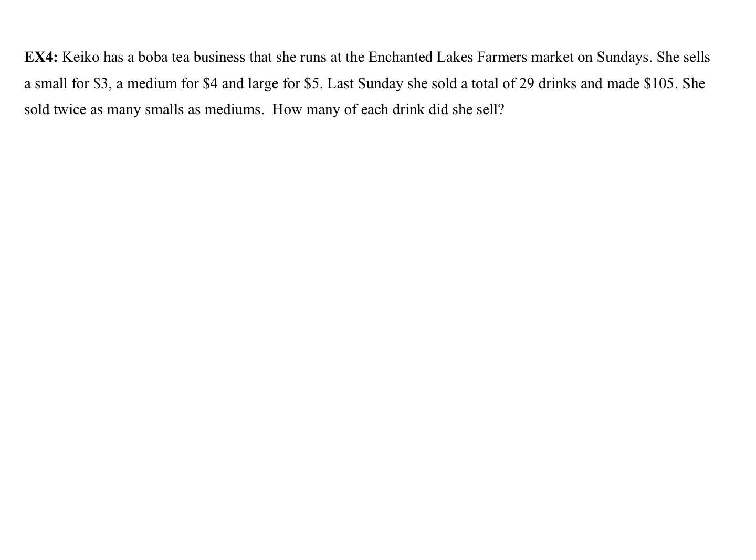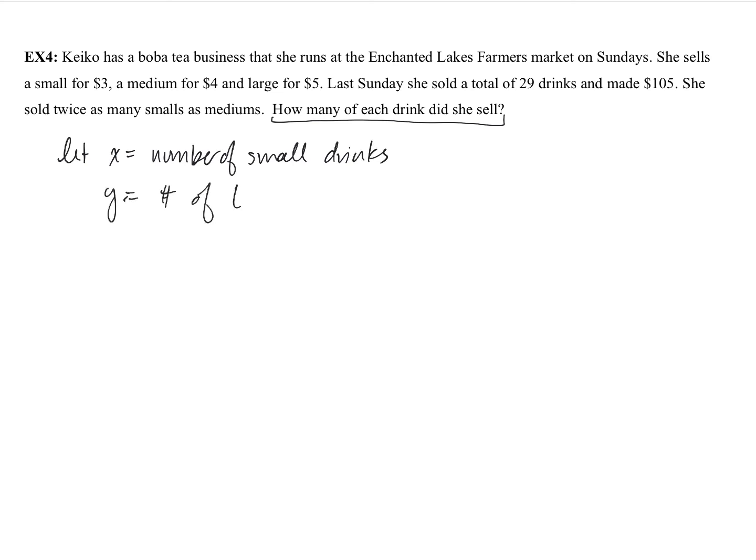All right, so what do we know here? We have the question of how many of each did she sell. So how many variables do we have? Well, she sells 3 drinks, so we're talking about 3 variables. So I'm going to let x equal the number of small drinks, y equal the number of medium drinks, and we'll let z be the number of large drinks.